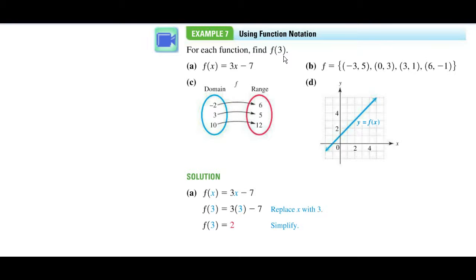So some of this is straightforward, and we can use what they show. We're just going to take the 3, put it where the x is. 9 minus 7 is 2. Okay. And then in the case of B, we're looking for where x is 3, and we have to look where x is 3, which is this one. So y is going to be a 1. So something a little different.